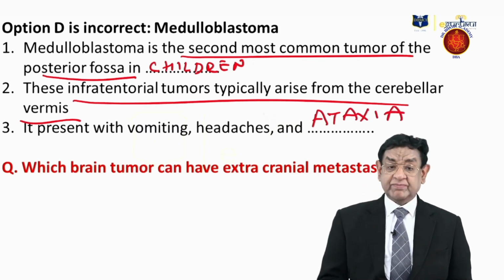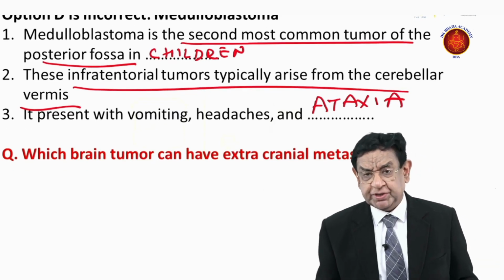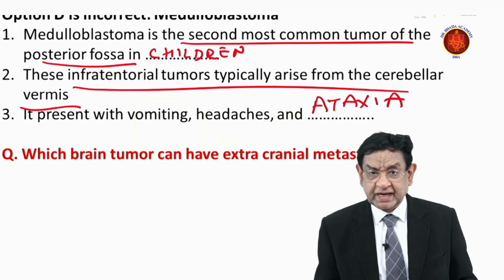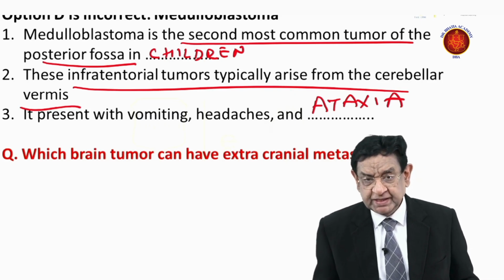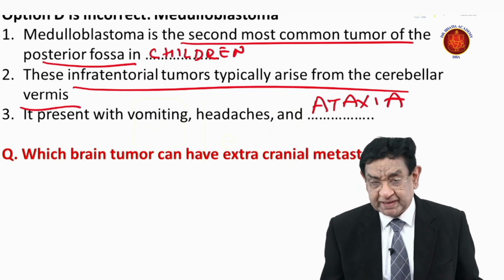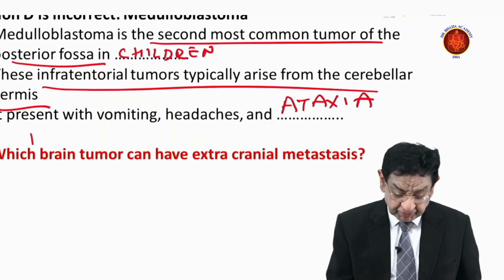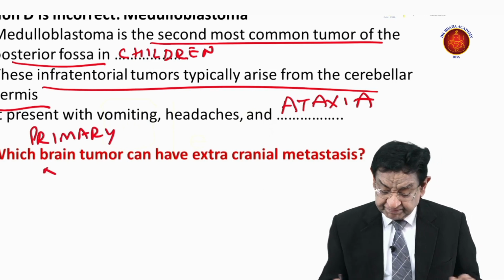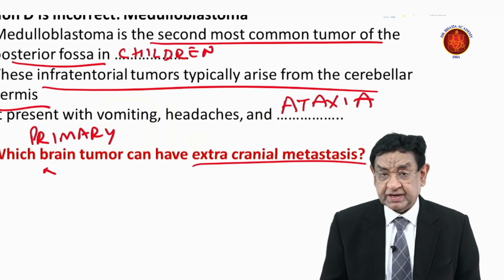Well, I have one more question for you. Stop the video, write down the answer. So we learned about so many tumors so far. Now, brain tumors normally do not go outside the CNS, outside the brain to be more precise. But out of all these, there is only one tumor where metastasis can occur. Which? Primary brain tumor, of course. A primary brain tumor can have extracranial metastasis. Stop the video, write down the answer.